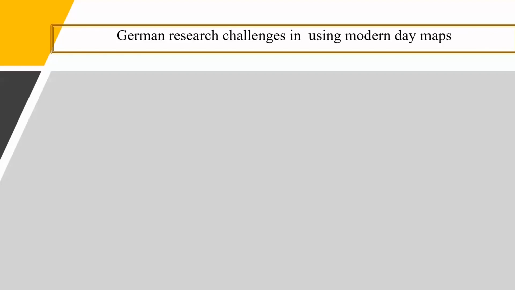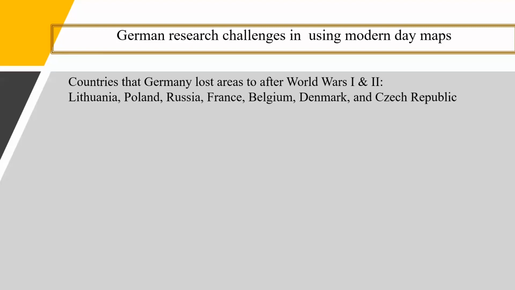German research challenges in using modern-day maps and atlases. Historically, Germany's boundaries have changed through the centuries multiple times, affecting foreign countries surrounding it. I will begin with the change that occurred after World War I and World War II. After these wars, places and people ended up being in one of the following countries: Lithuania, Poland, Russia, France, Belgium, Denmark, and the Czech Republic.